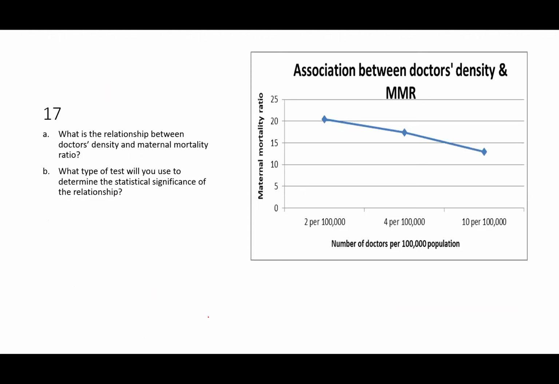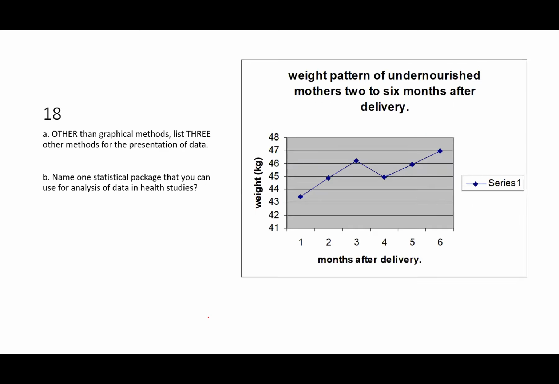Okay, next question here. What is the relationship between doctor's density and mortality ratio? You can see the curve as the density is reducing, maternal mortality is increasing. Okay, what type of test will you use to determine the statistical significance of this relationship? Okay, let's not go into that. You can use chi-square.